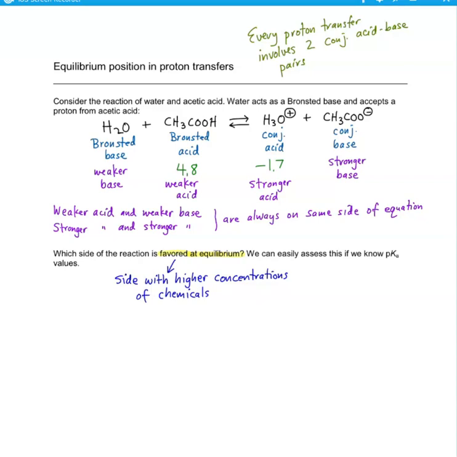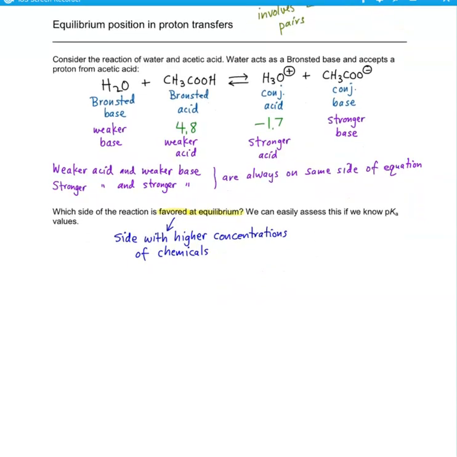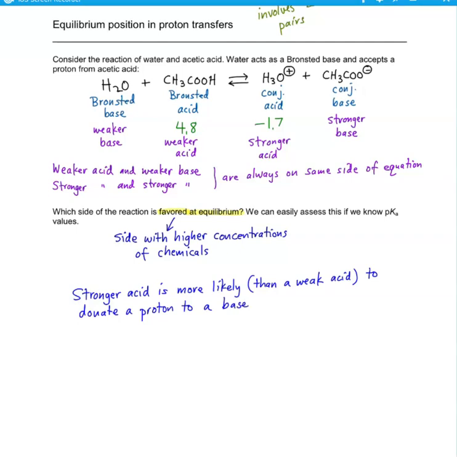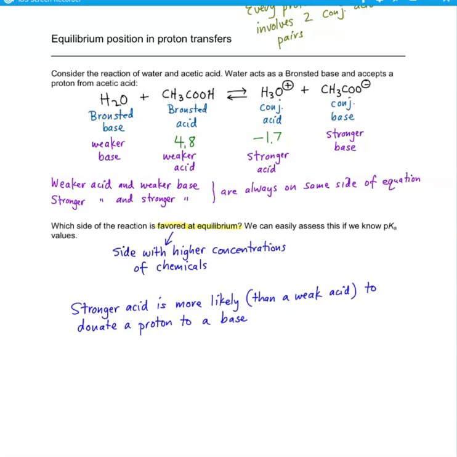Okay, for this, we're going to need to understand what's meant by a stronger acid versus a weaker acid. So a stronger acid is more likely to dissociate. It's more likely than a weak one to donate a proton to a base. So what that means is that in this example, if you're on the right side of the equation, the hydronium ion is much more reactive than acetic acid. So it's going to react. That's going to send you back to the left side of the equation. Okay? Where you get to acetic acid and water, those are weaker, so those are less likely to react.